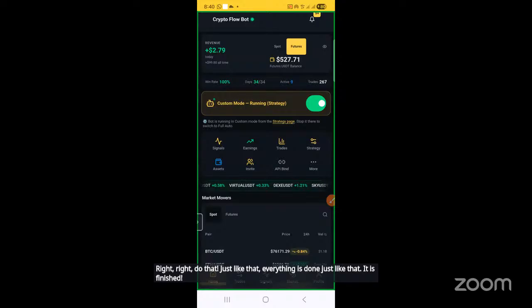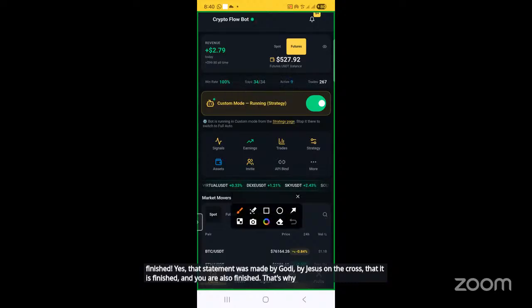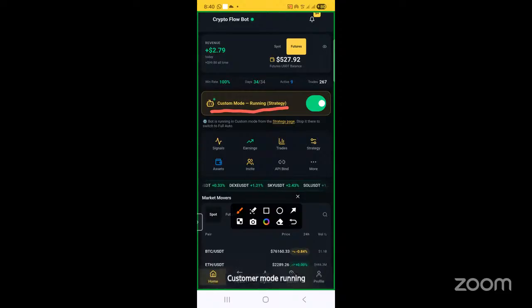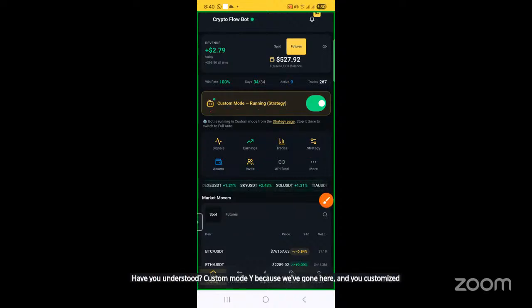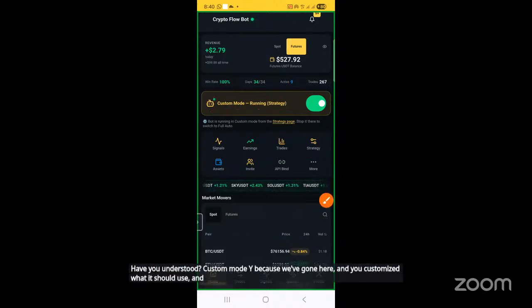Yes, that statement was made by Jesus on the cross, that it is finished, and you are also finished. That's why here on the bot, when you reach back home, the bot is going to show you custom mode running. Have you understood? Custom mode, because you've gone here and customized what it should use, and that is full stop.